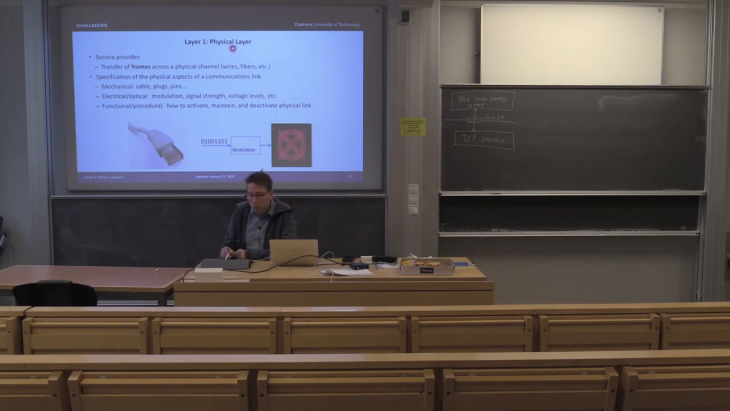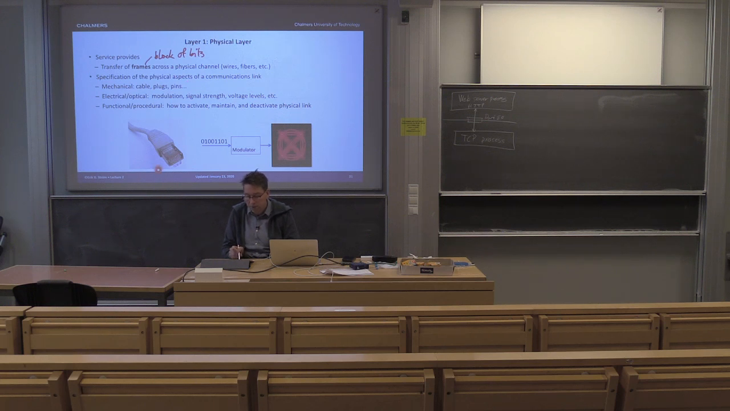So the physical layer, which is in the bottom, the service it provides is transfer of frames which it gets from the layer above it, and frames are blocks of bits, across a physical channel, so wires, fibers, etc. So the specification of the physical layer also is responsible for the physical aspects of the communication link.